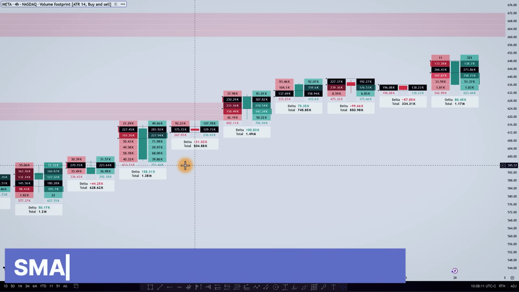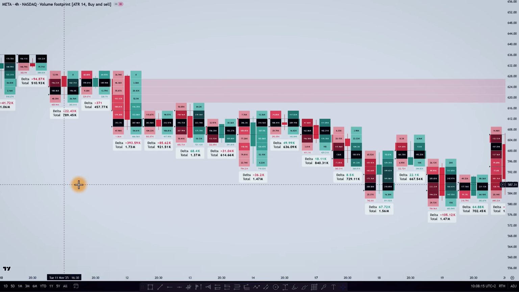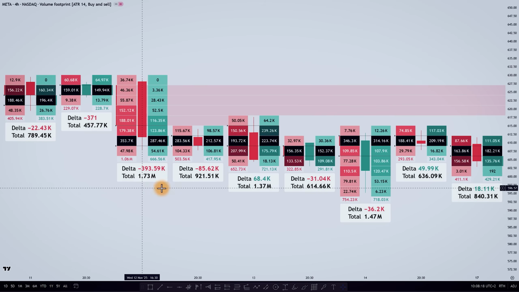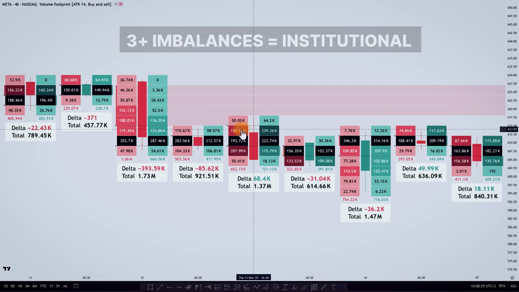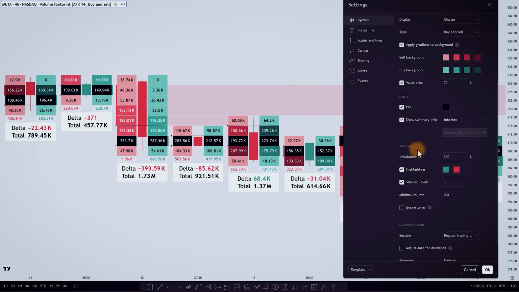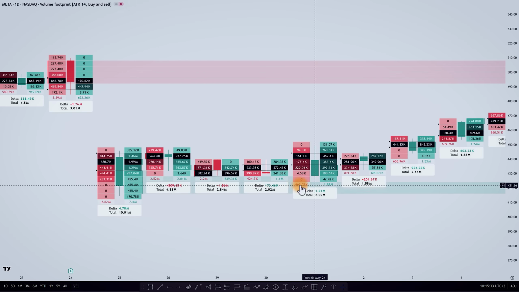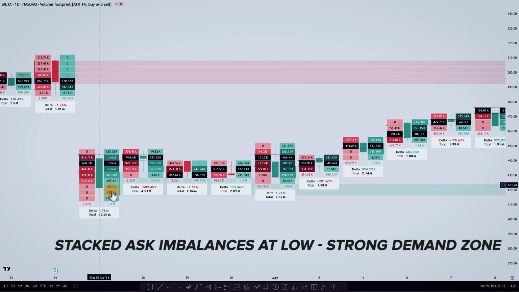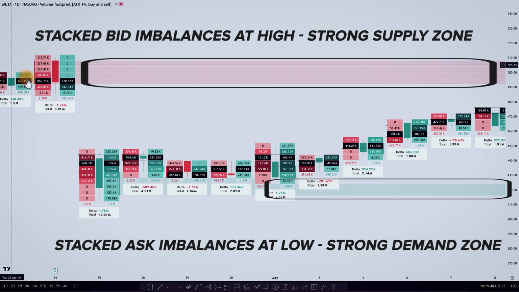Now here's what separates small imbalances from signals that actually matter. A single imbalance is interesting, note it, but 3 or more imbalances in a row at consecutive prices, that's institutional activity. That's not retail traders. That's size entering the market. I call these stacked imbalances. When you see stacked ask imbalances at a low, you've found a strong demand zone. Stacked bid imbalances at a high, strong supply zone.